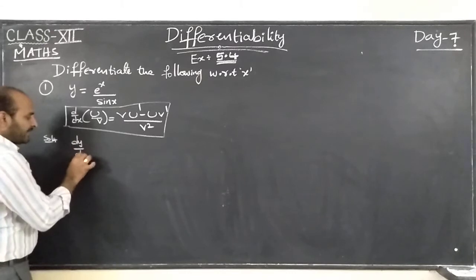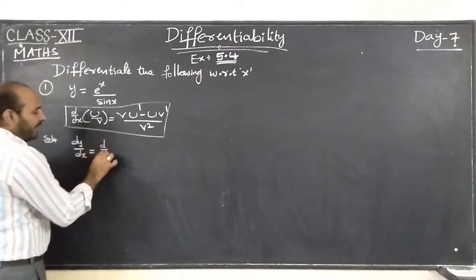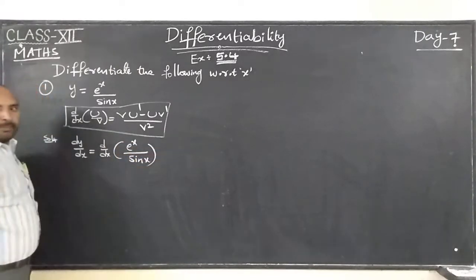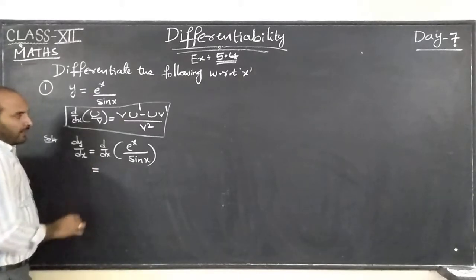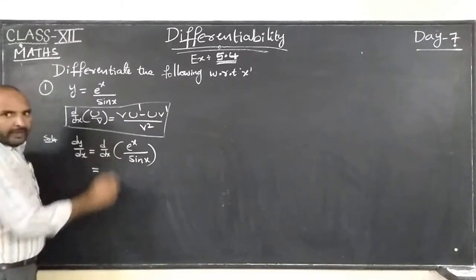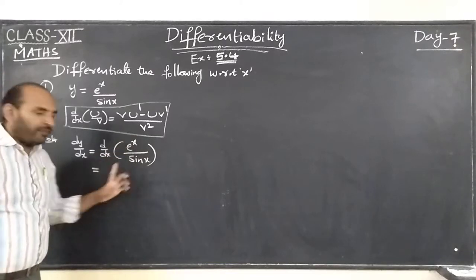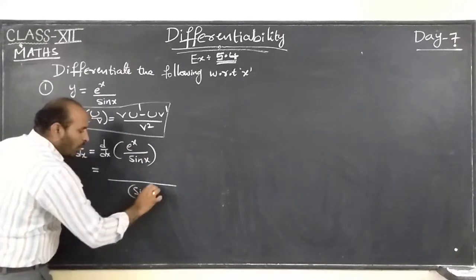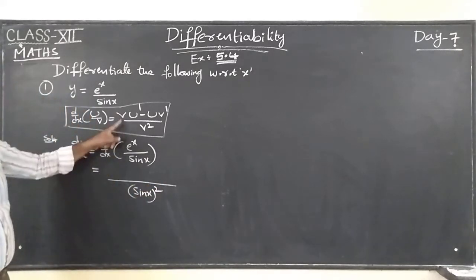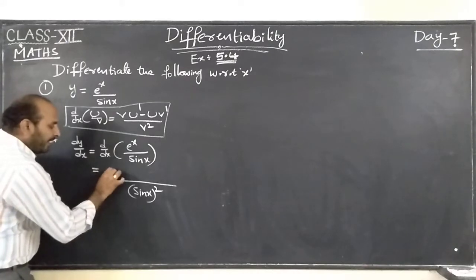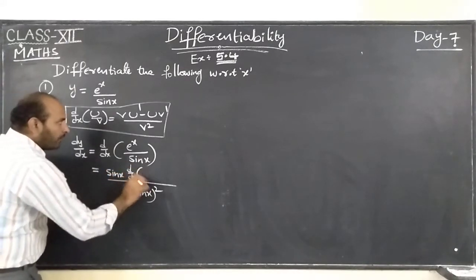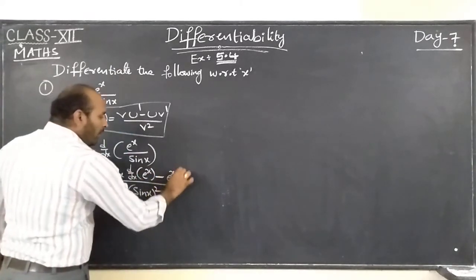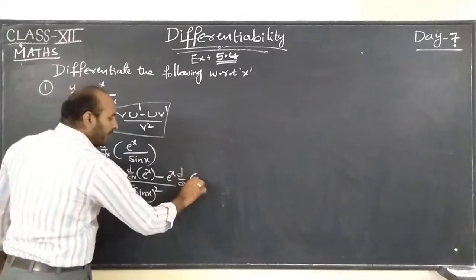dy by dx is equal to d by dx of e power x by sin x, which is equal to the derivative of u by v formula. This is u, this is v. In the denominator we take v square, that means sin x whole square. In the numerator, the second function, the denominator, sin x, into d by dx of e power x, minus u into, that means first function into the derivative of the denominator.